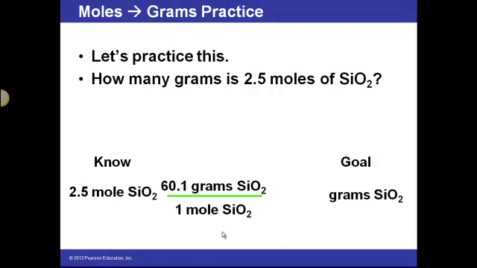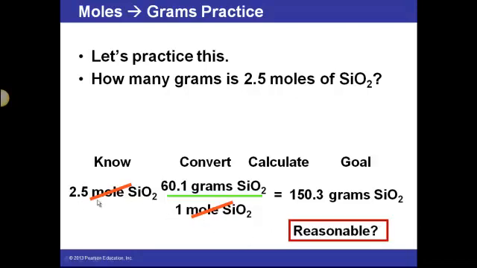So this is going to be our conversion factor. And in this case, when we're calculating grams, and grams is our goal, we're going to want grams on top and moles on the bottom. If we multiply this out, we're going to see that moles are going to cancel, and we'll be left with our answer in grams of silicon dioxide. So if we calculate this out, we should get 150.3 grams. Then do the smell test. Does this seem reasonable? We know we've got 60.1 grams in 1 mole. We've got 2.5 moles, so this answer seems reasonable.